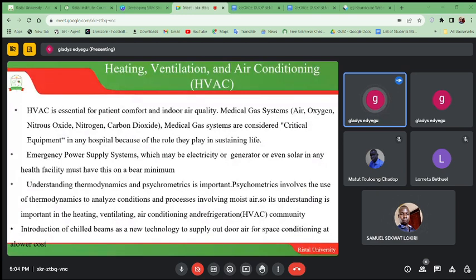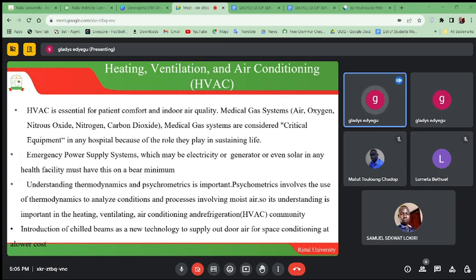So understanding thermodynamics and psychrometrics is very important. Psychrometrics is actually the use of thermodynamics, and it is the way of analyzing the conditions and processes which involve moist air. Its understanding is very important in heating, ventilation, air conditioning, and refrigeration, whereby the hospital has to understand, instead of the community, because we are dealing with the hospital. So you need to understand how these machines, how this equipment is supposed to be run in the hospital.